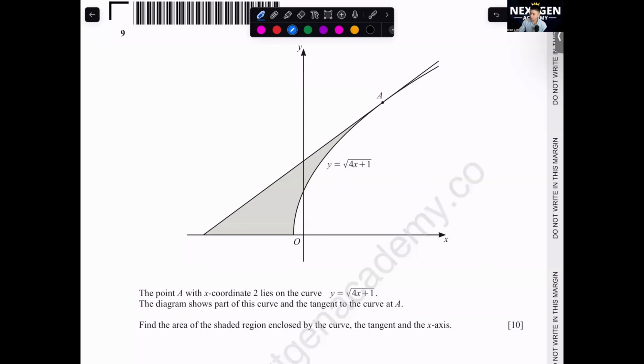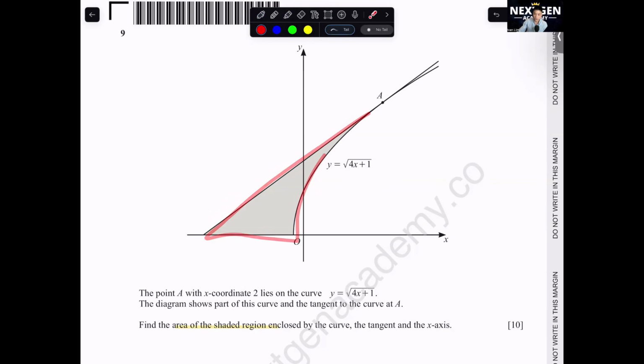Integration. The point A with x coordinate 2 lies on the curve y equals square root of 4x plus 1. The diagram shows part of this curve and the tangent to the curve at A. Find the area of the shaded region bounded by the curve, the tangent, and the axis. So that means we want to find here.